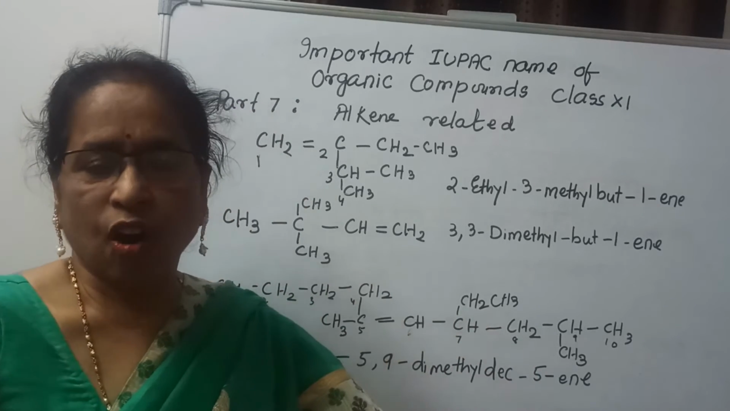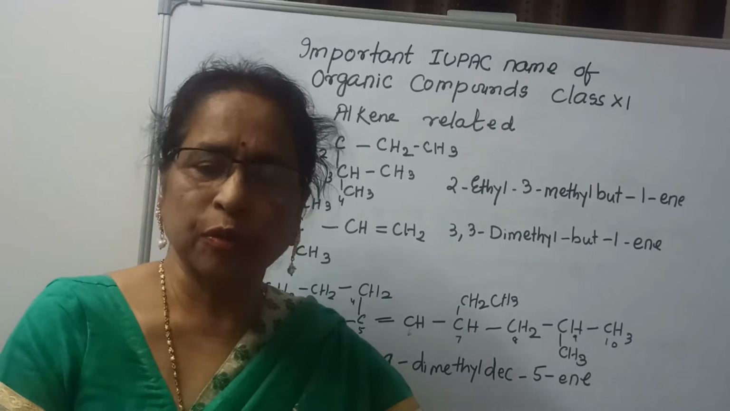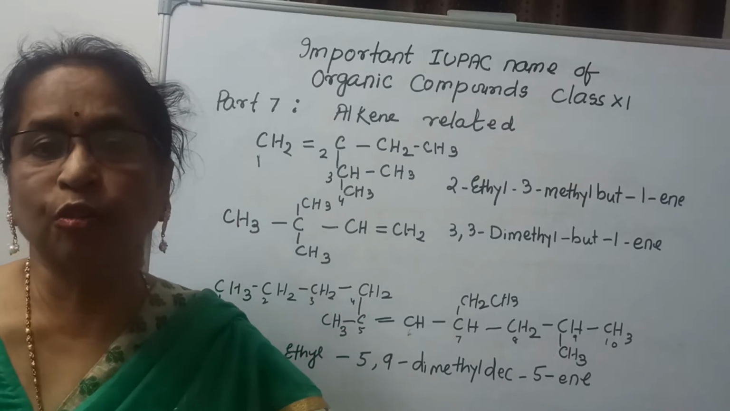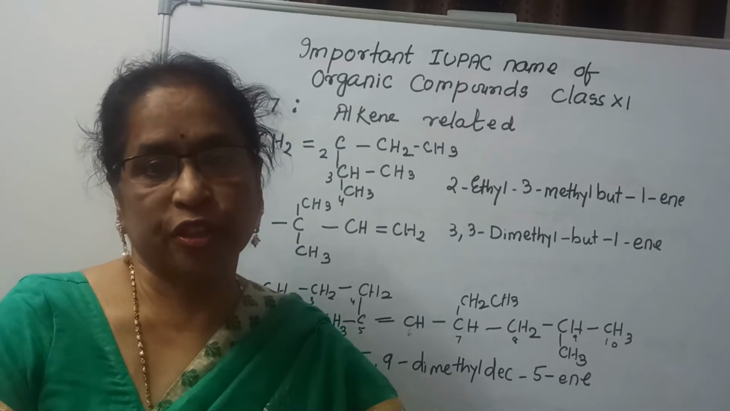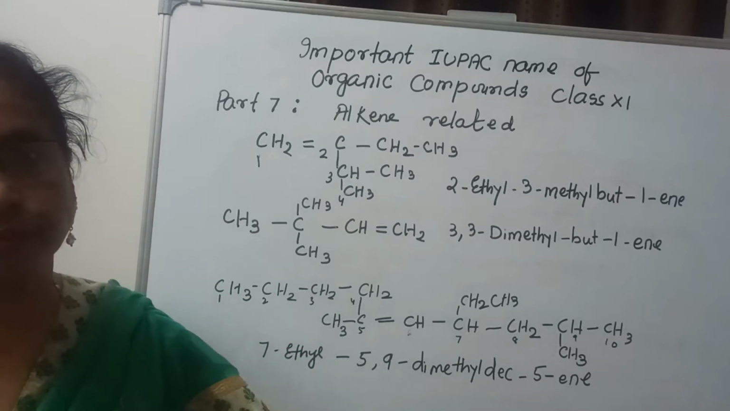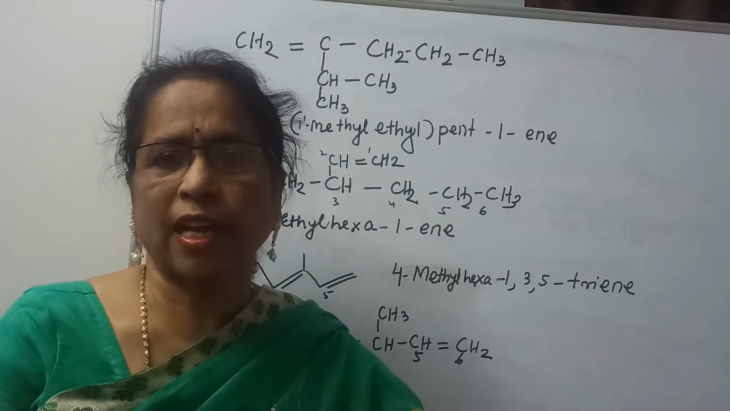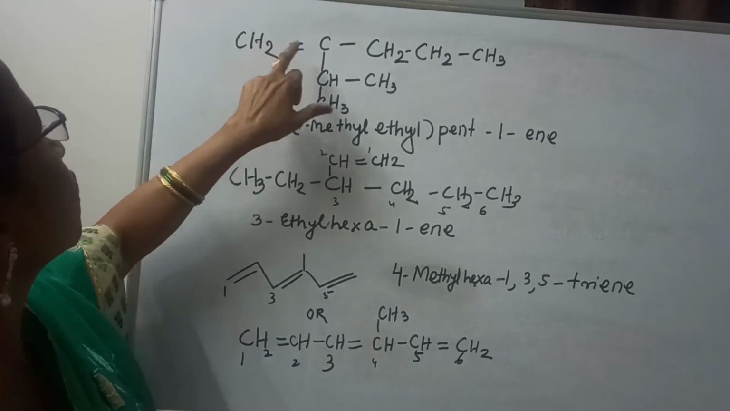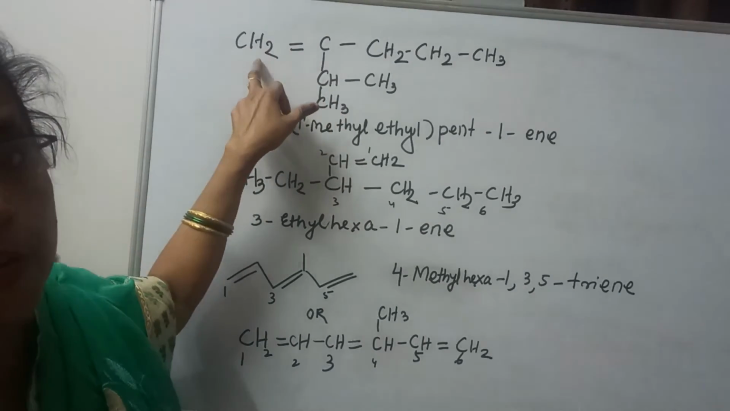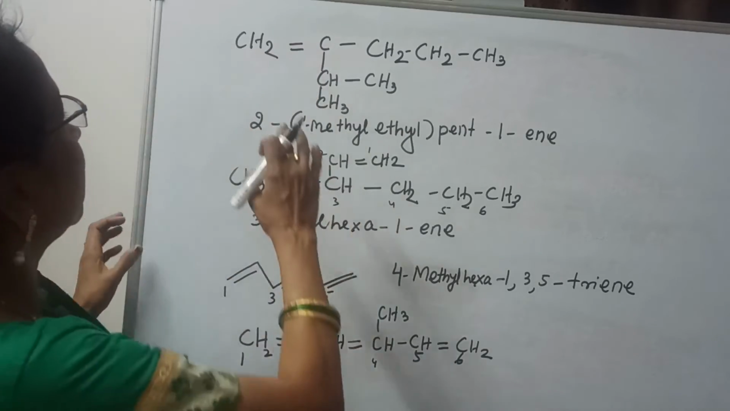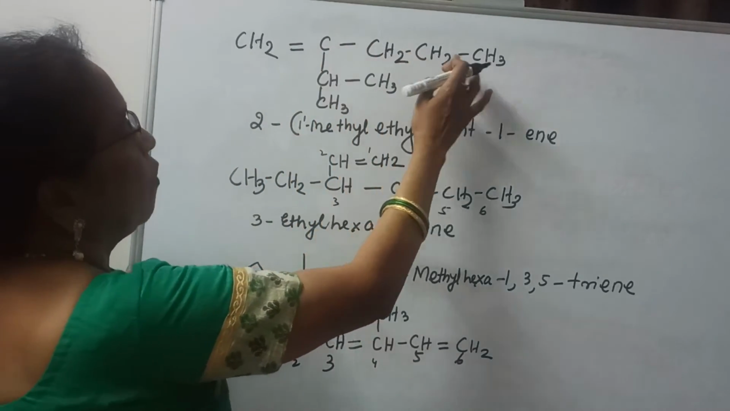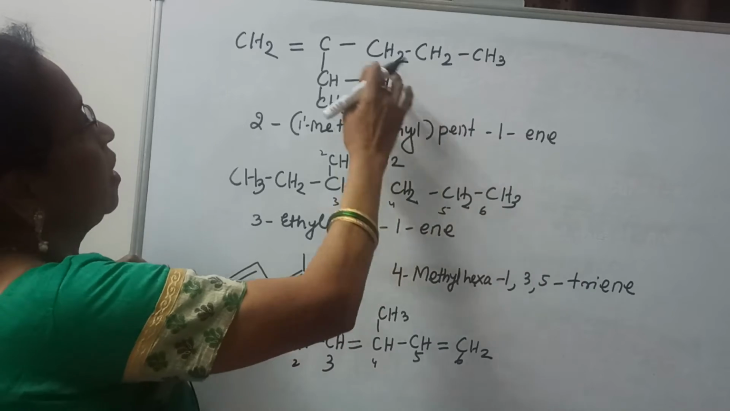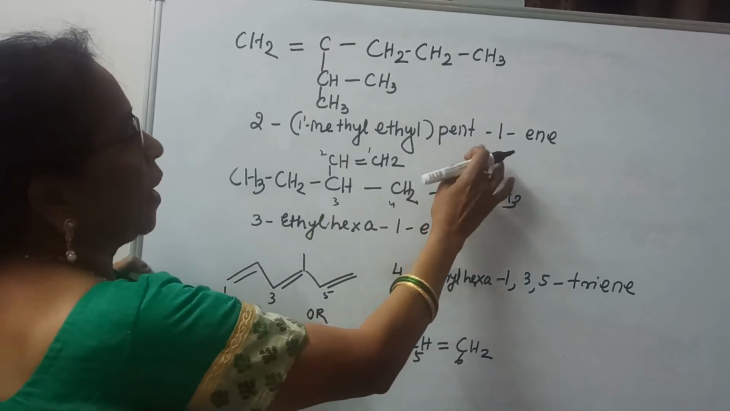Again we will see other names also, by which you can feel easy about how to give the IUPAC name of an alkene. You can see other examples here. Now in this one you see a C=C double bond. That means from this side you can count as 1, 2, 3, 4, 5. That means pent. After 1 there is a double bond, pent-1-ene.